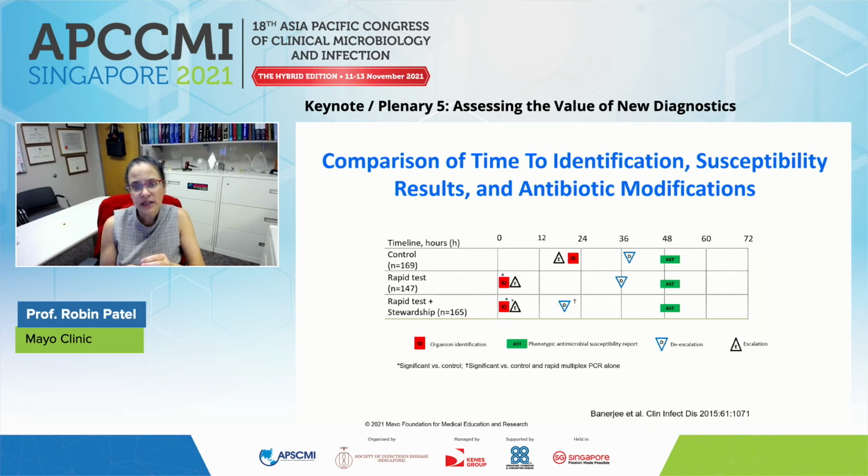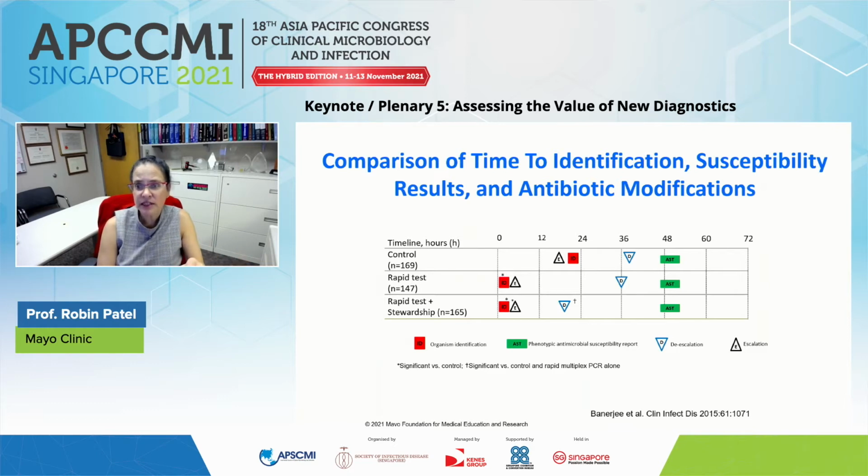You also see an E in a triangle. That's escalation of antibiotics. And you see that that happened very quickly with the rapid test, whether or not there was stewardship involvement. So if we told our clinicians that there was MRSA in the patient's blood and the patient was not on an MRSA antibiotic, they would escalate to that. That was pretty straightforward.